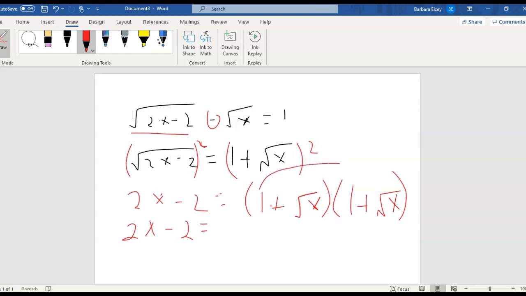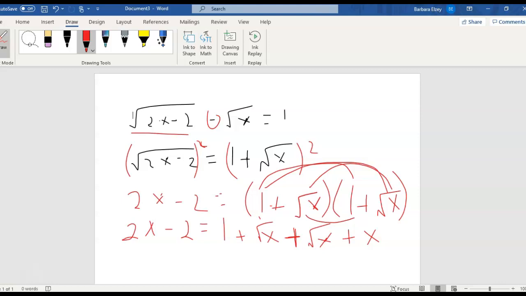So we're going to say 1 times 1 is 1. We're going to do 1 times the square root of x. That's just the square root of x. We're going to do the square root of x times 1, and that's just the square root of x. It's supposed to be a plus sign. It's not showing up that way. And then we're going to do square root of x times the square root of x, and that's just going to be x, because it's the square root squared.